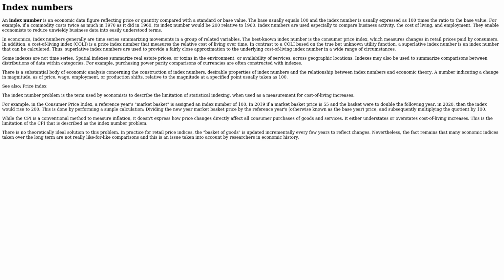In practice, for retail price indices, the basket of goods is updated incrementally every few years to reflect changes. Nevertheless, the fact remains that many economic indices taken over the long term are not really like-for-like comparisons, and this is an issue taken into account by researchers in economic history.